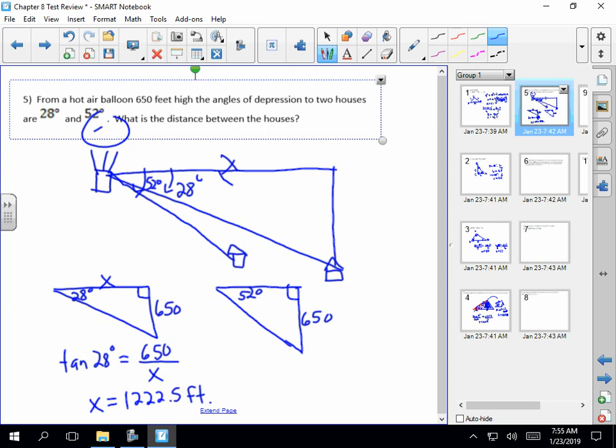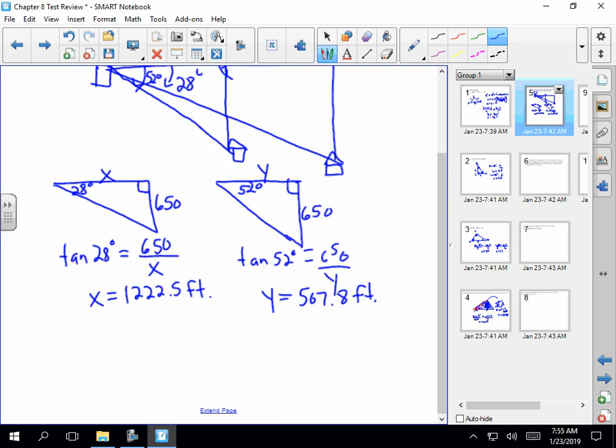And then if you drop this down right here, you see the other triangle. We're going to find the distance y there, and then we can find the difference between the two. So there's y. I'm going to find y by taking tangent 52 degrees equals 650 over y, solving for y, which gives us 507.8 feet. So the distance between the two houses will be the difference between those two. Taking the difference, x minus y, will give us 714.7 feet. So that's our distance between the two houses.